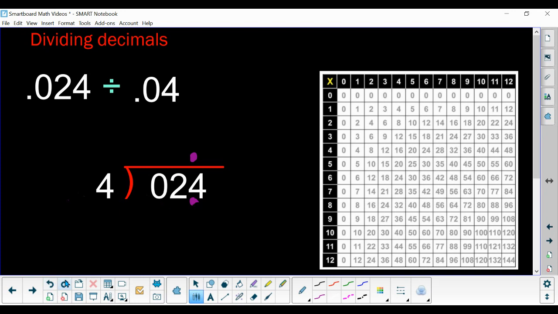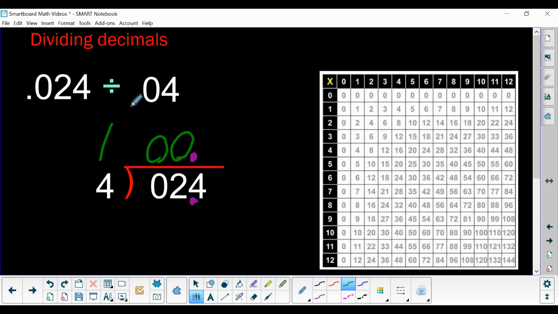All right, so now let's start dividing. But remember, when you're dividing, make sure you place a decimal above it. First, you're going to ask yourself, how many times does 4 go into 0? 0. How many times does 4 go into 2? 0. Well, you go on to the third number.